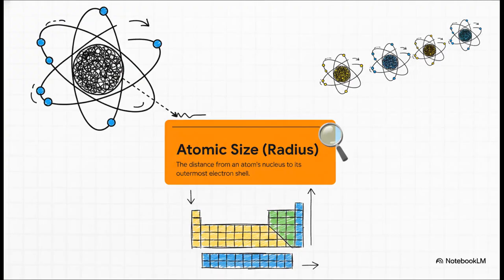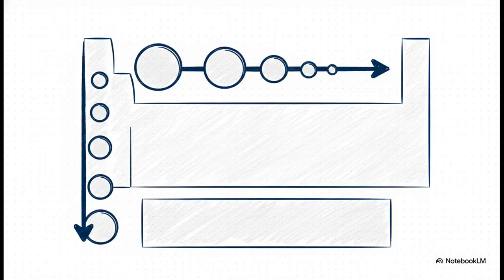First up is atomic size, or atomic radius. It's pretty straightforward, right? It's just how big an atom is, the distance from its very center to its outermost layer of electrons. So atomic size follows 2 simple rules, but one of them is a little weird. As you go from left to right across a row, the atoms actually get smaller, which seems backwards, but as you add more positively charged protons in the nucleus, that stronger pull just sucks the negative electrons in tighter.